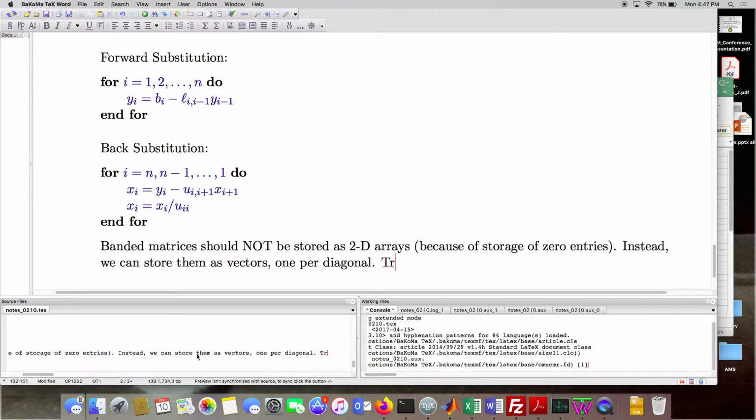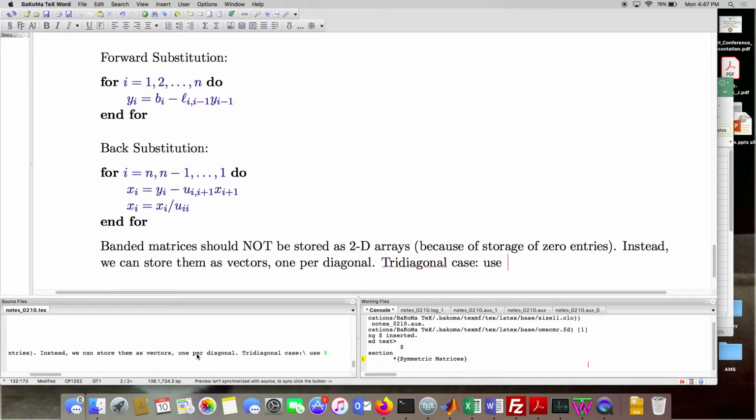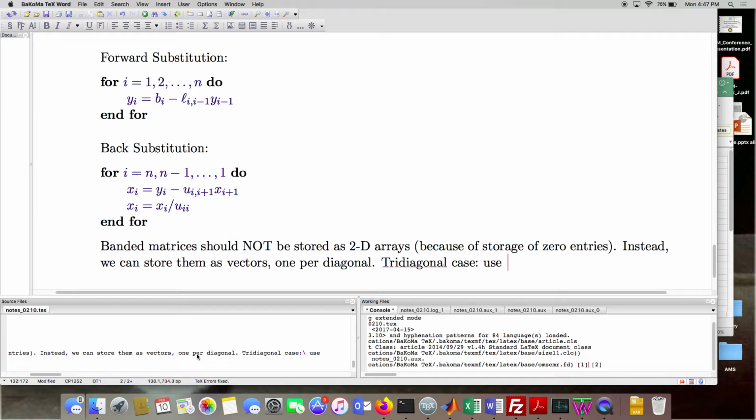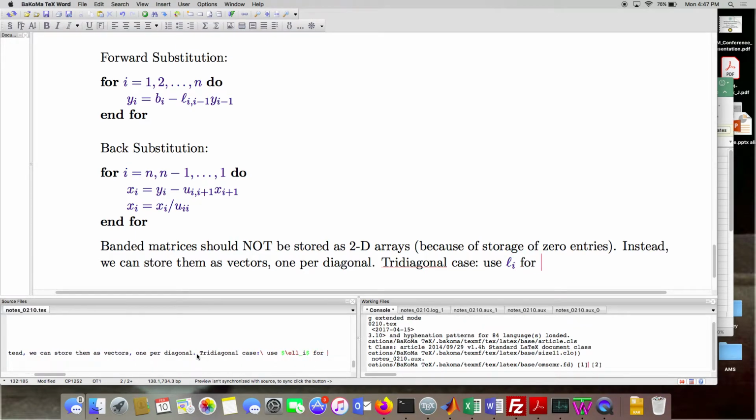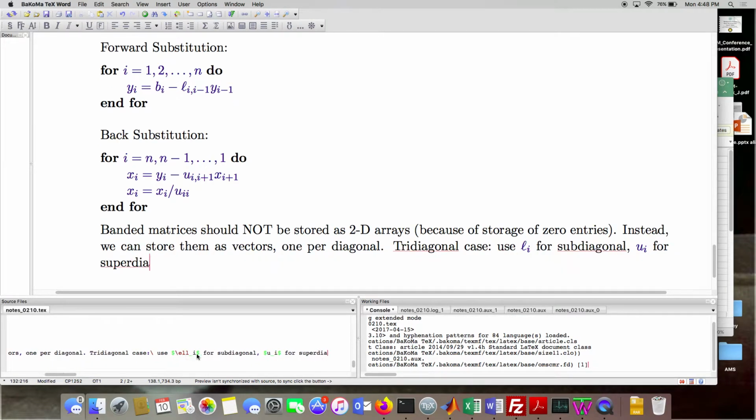So, back to this same example of the tridiagonal case, we use a vector L for the subdiagonal, because the LU factors, U for the superdiagonal, so the entries above, and D for the main diagonal.